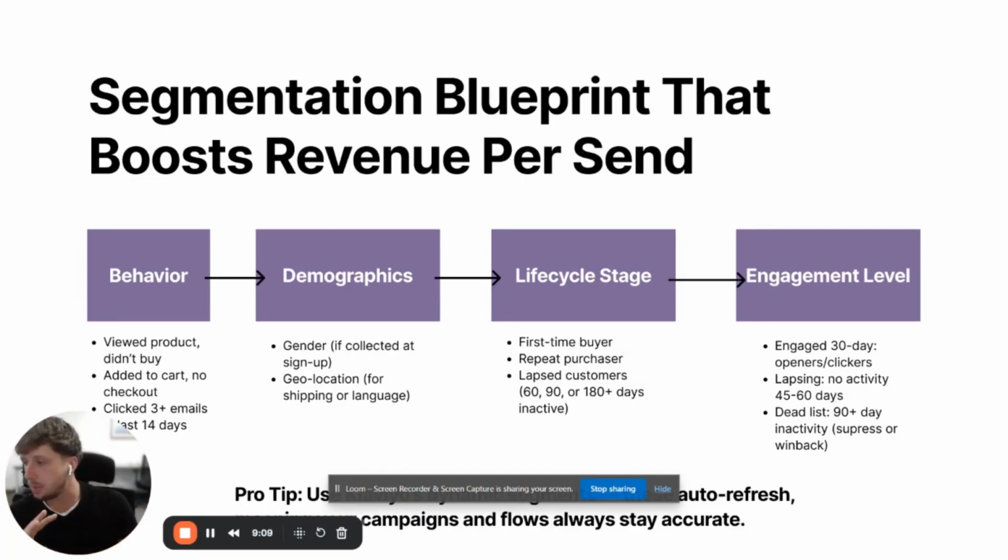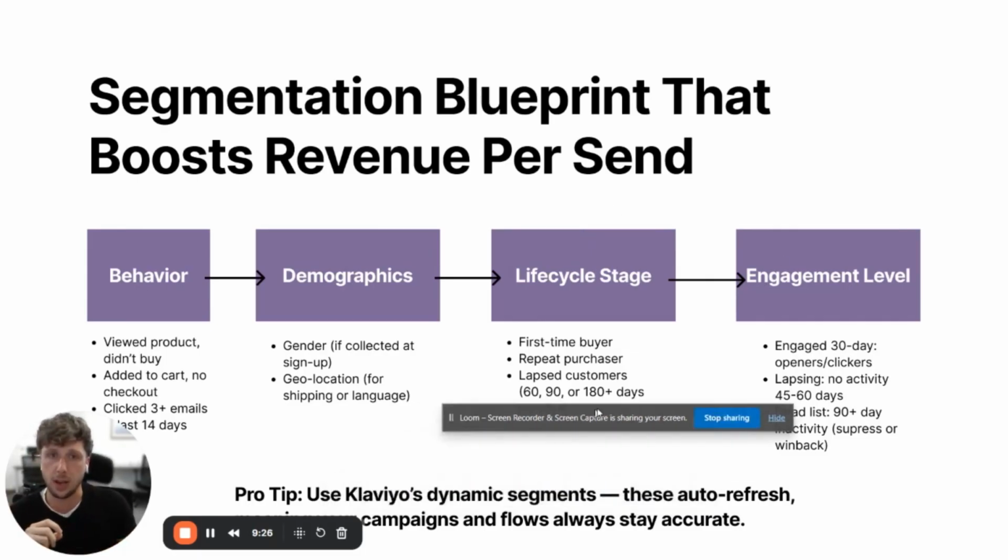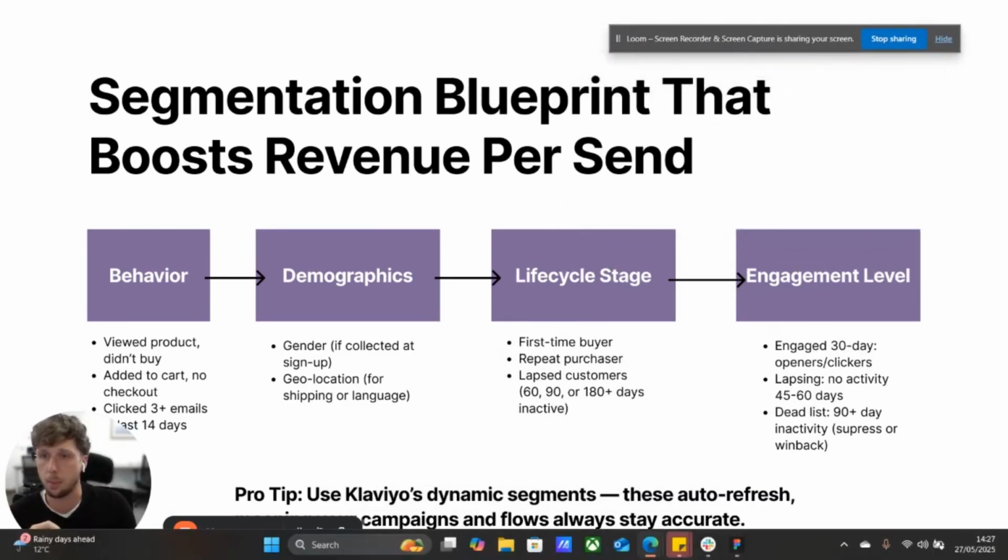The third point of segmentation, the blueprint, is the life cycle segments. This is the stage where they are in the customer journey. So you'll have your first-time buyers, repeat purchasers, and lapsed customers. I know we've talked about this previously in the segmentation in part 2. But we want to make sure we have at least these 3 main things done, including non-customers as well, obviously.